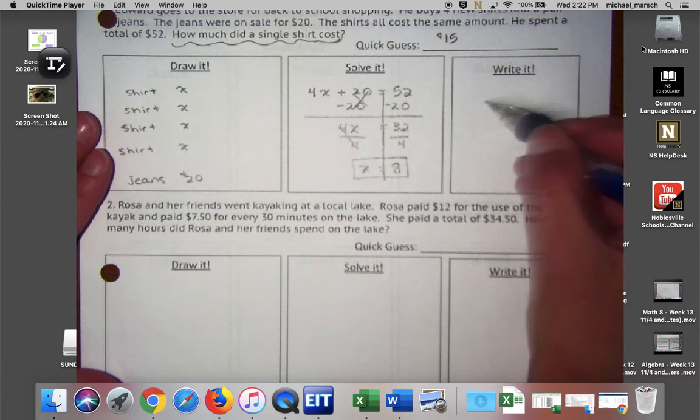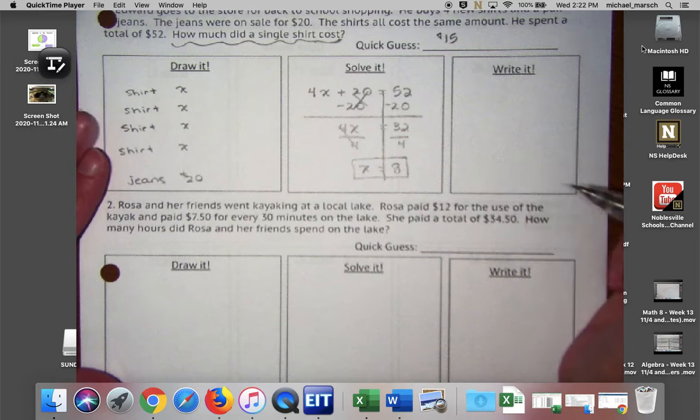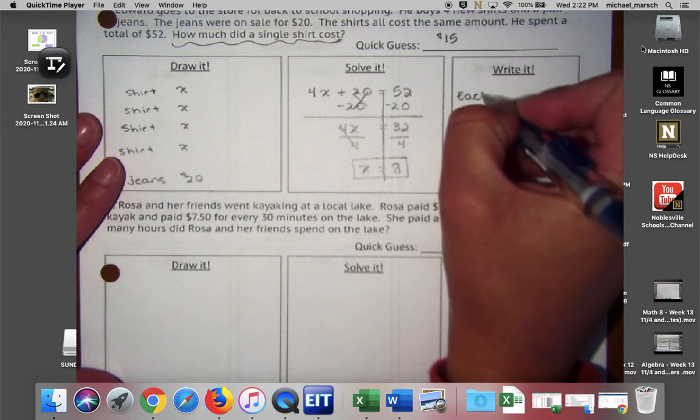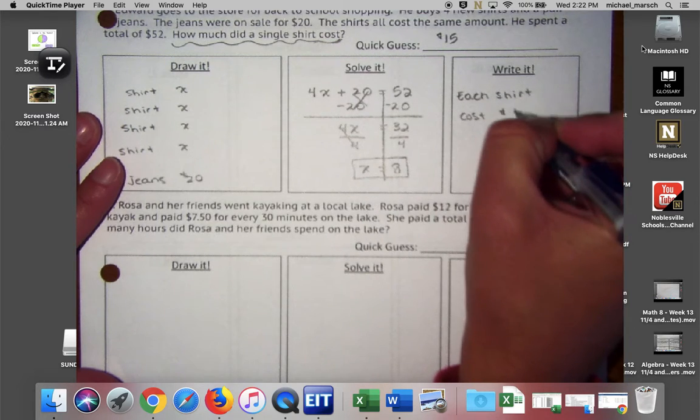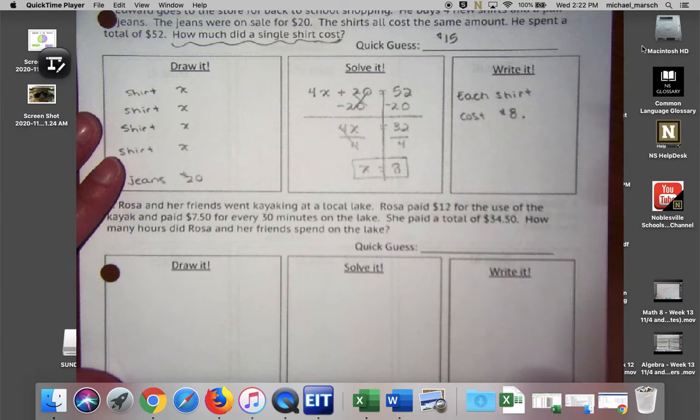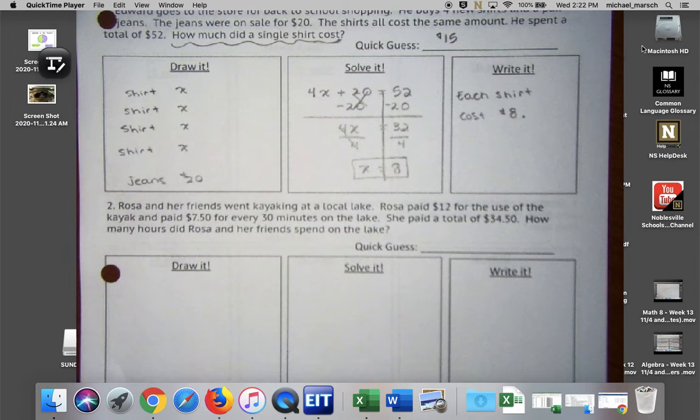Okay, so now I have to write it. So what does this 8 stand for? The amount of money for one shirt. Each shirt cost $8. And there's my answer. Or you could, however you want to word it, as long as you tell me what that 8 stands for.